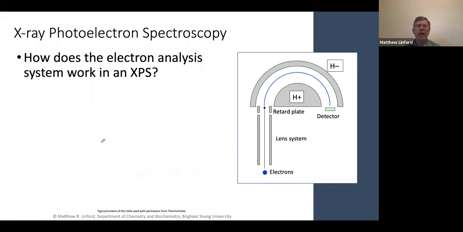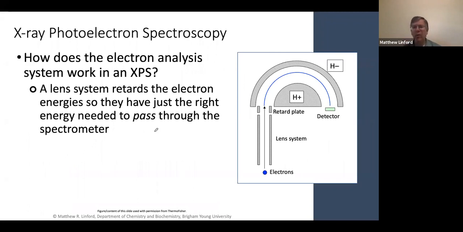Okay, so how does the electron analysis system work in an XPS? And I kind of drew a picture of this before. So let's imagine that I have my sample down here and I have my X-rays coming in. So here are my X-rays, and my X-rays generate photoelectrons right here. And these electrons then go up this lens system, and then they go into a hemispherical analyzer. And you'll notice that I have a negative potential on this upper hemisphere right here. And then I have a lower hemisphere that has a more positive potential right here. And as a result, this causes the electrons to bend around and come to a detector.